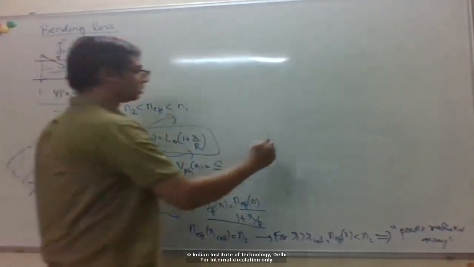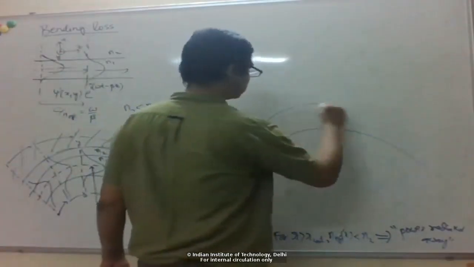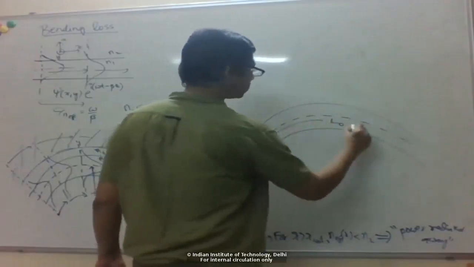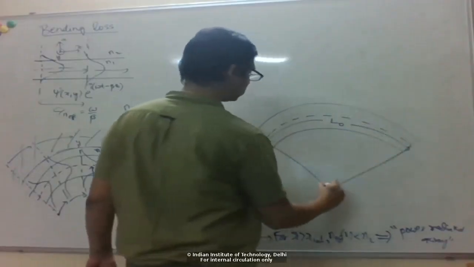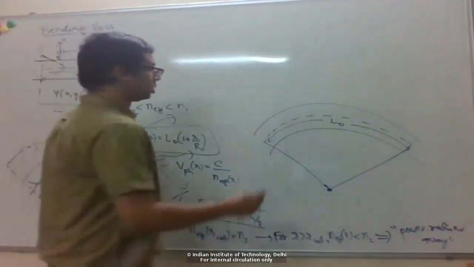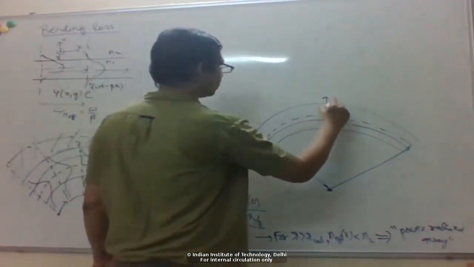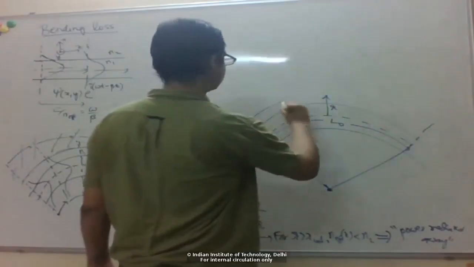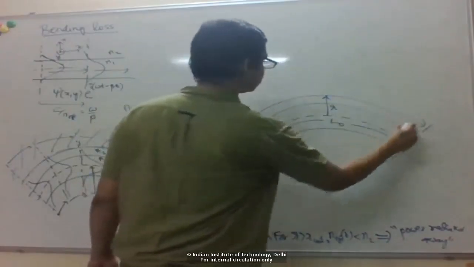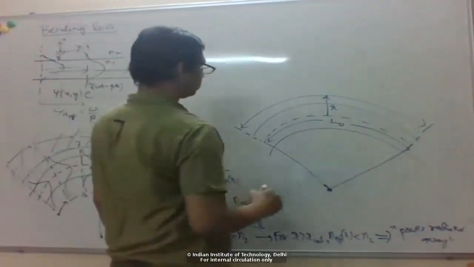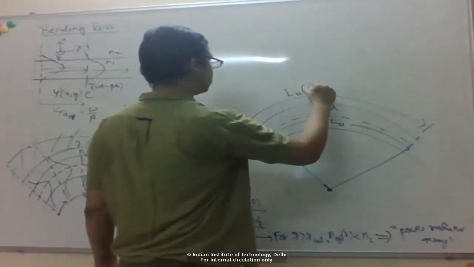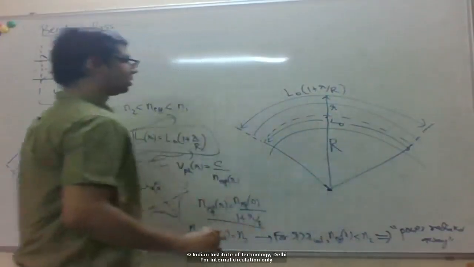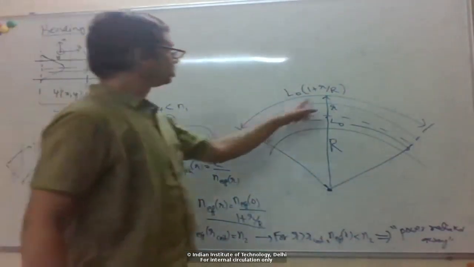So the distance, right? If this distance is L naught, now I go some distance r away from the center. The distance that this point has to travel is given by this, right? The angle separated is the same. So this distance you can see will be L naught, where R is the radius of curvature. Okay, this is clear?